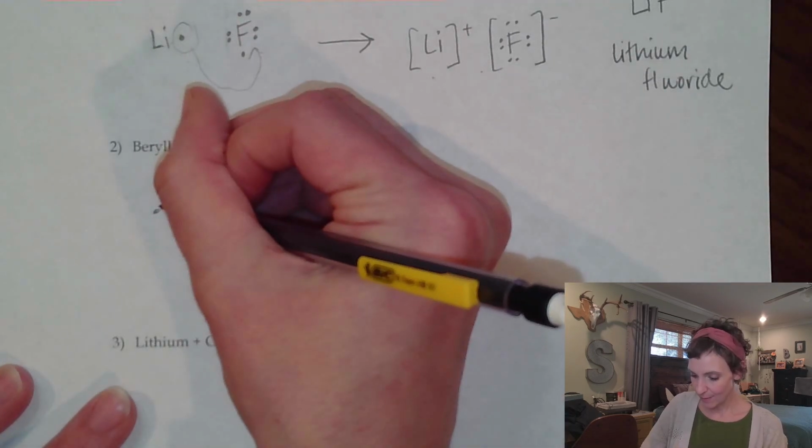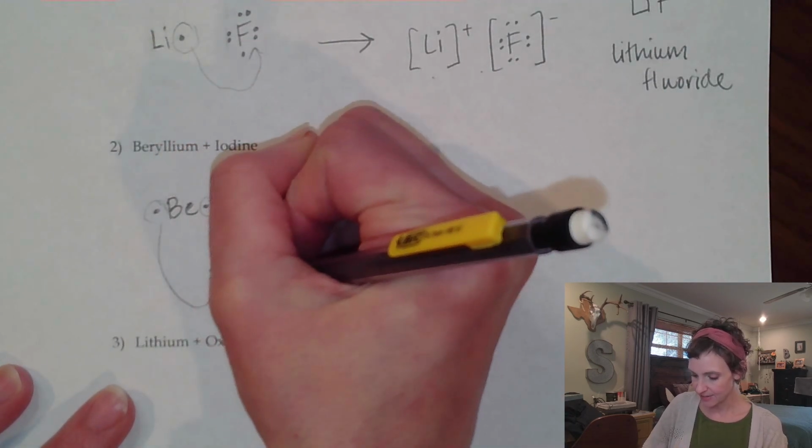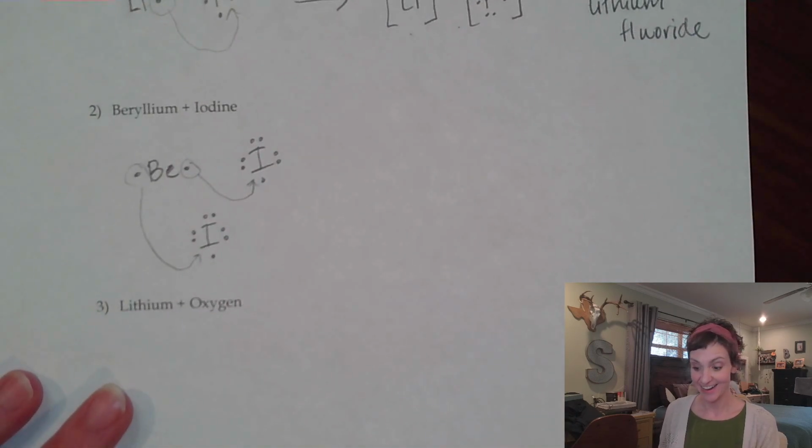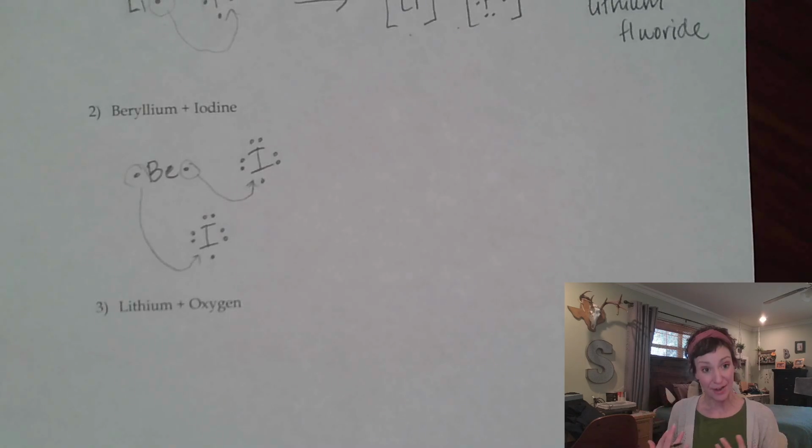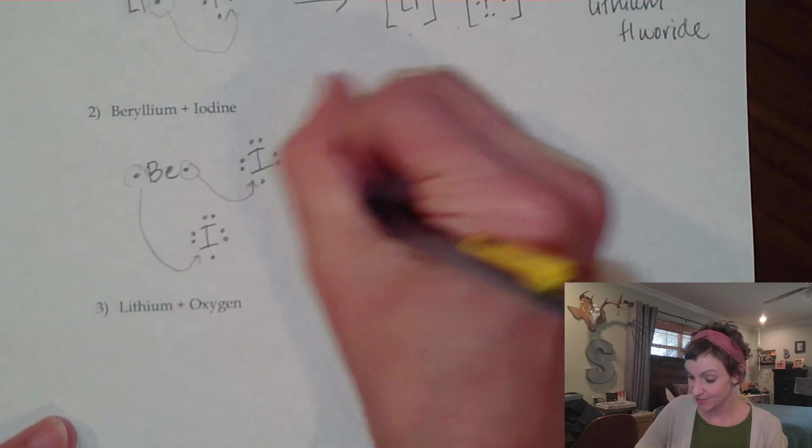Well, what about beryllium's second valence electron? Comes over here and satisfies another iodine. Yeah, I think that works pretty good. Y'all, this is what is required for beryllium and iodine to pair up together. You need 2 iodines for every 1 beryllium. Okay, so let's show the result of this transfer.